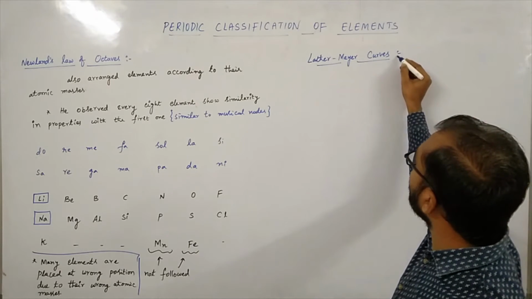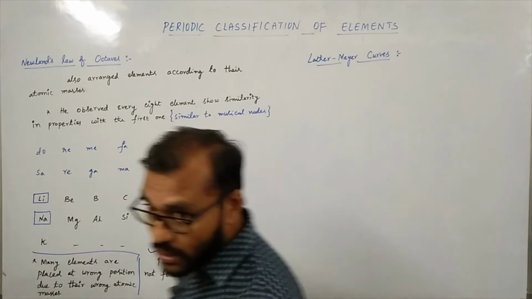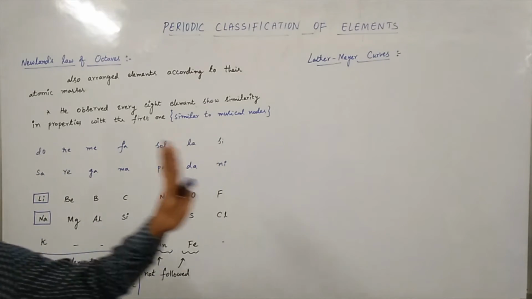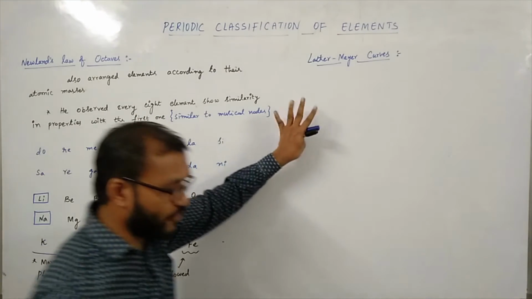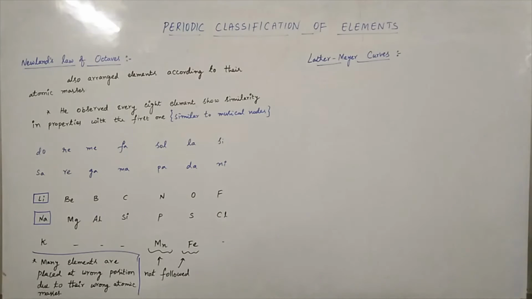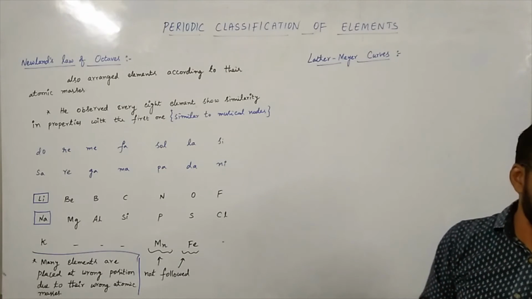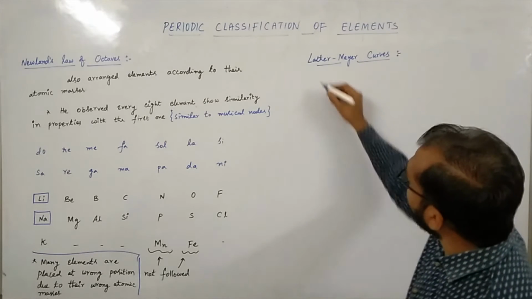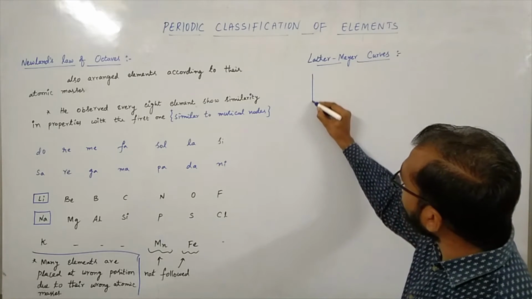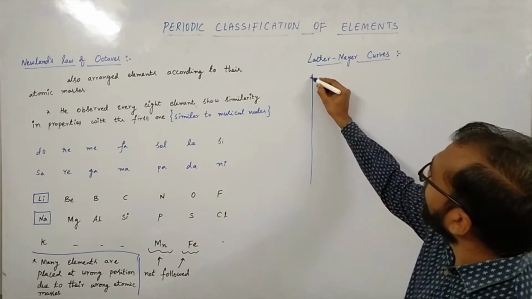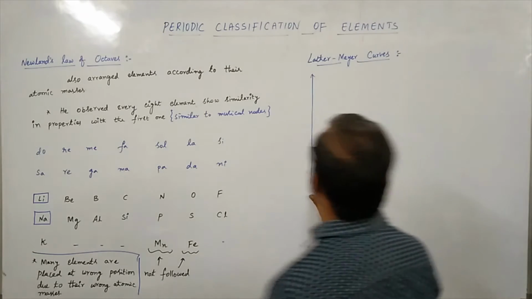Because of its difficulty to remember, they ruled this out, but it was a successful one. That means there are no such flaws as in the earlier models. It was a bit successful, but because of its difficulty, they have ruled it out. So, Lothar-Meyer curves. Actually, Lothar-Meyer plotted a graph between atomic volume and atomic mass.